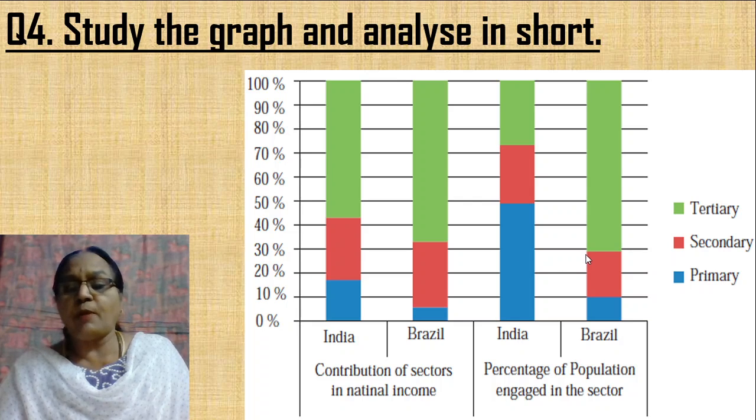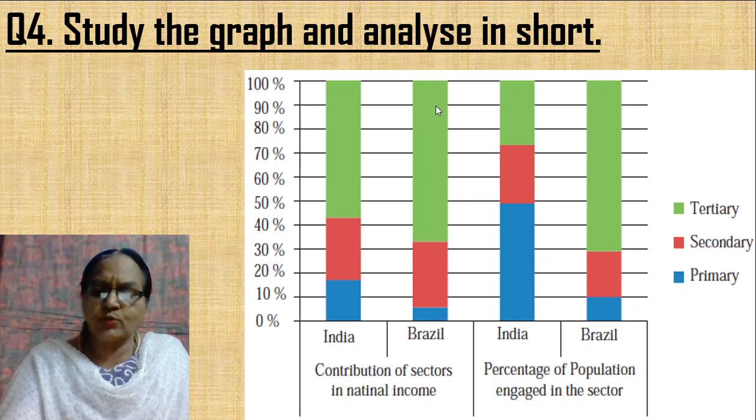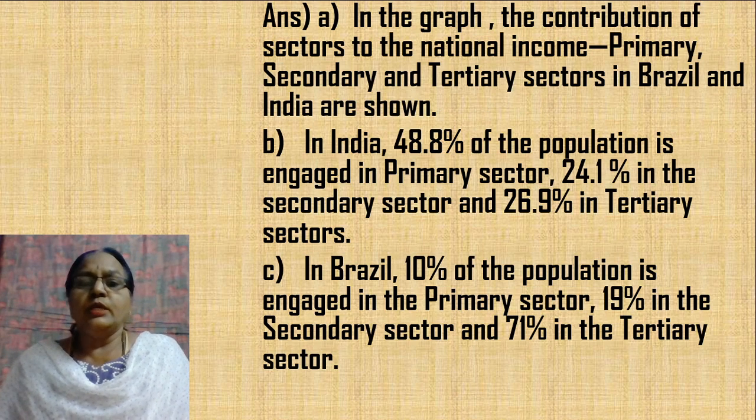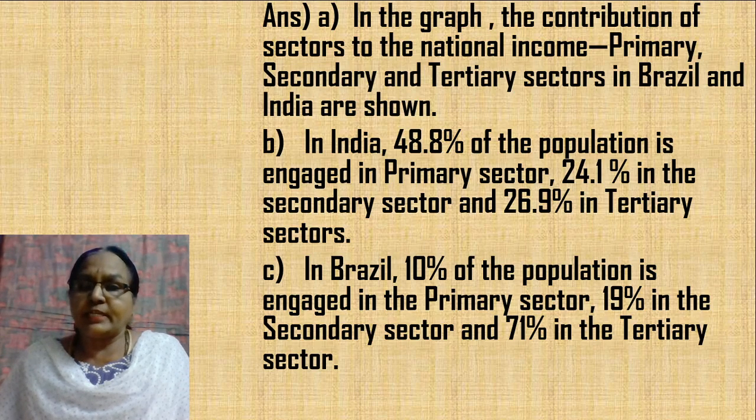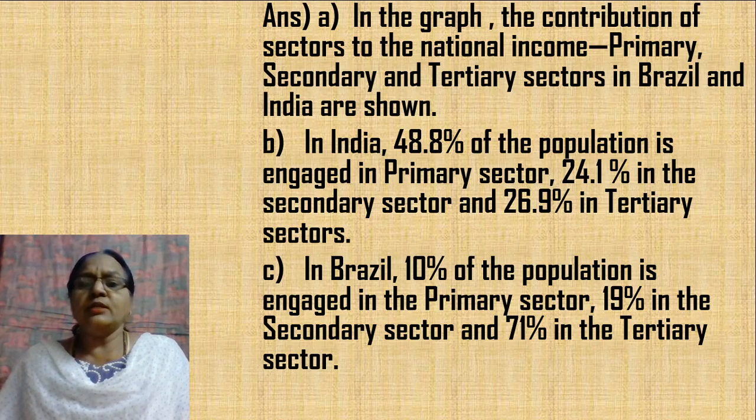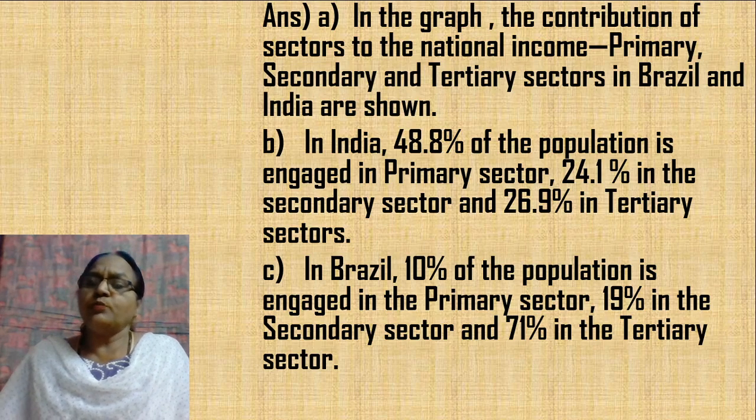Let us take the percentage of population engaged in the primary sector in India. In India, you find the percentage of population engaged in primary sector is more when you compare it with Brazil. Then, what about the tertiary sector in Brazil? The percentage of population engaged in tertiary sector is more when you compare that with India. So, let us try to understand here. In the graph, the contribution of sectors to national income, primary, secondary and tertiary sectors in Brazil and India are shown. So what is shown? You'll have to say that it is the contribution of the sectors to national income, the primary, secondary and tertiary sectors, in the case of both Brazil and India.